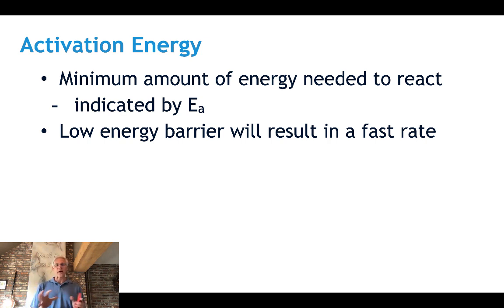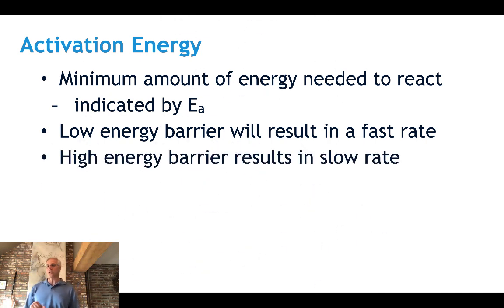So how does activation energy affect reaction rate? Well, it depends on what the energy barrier is in order for a reaction to go from reactants to products. If there's a low energy barrier, it will result in a fast rate because lots of molecules will have enough energy to go from reactants to products, and you'll have a very fast rate. If you have a very high energy barrier, then not very many molecules will have the energy at a given time to go from reactants to products. So you have a slow rate.